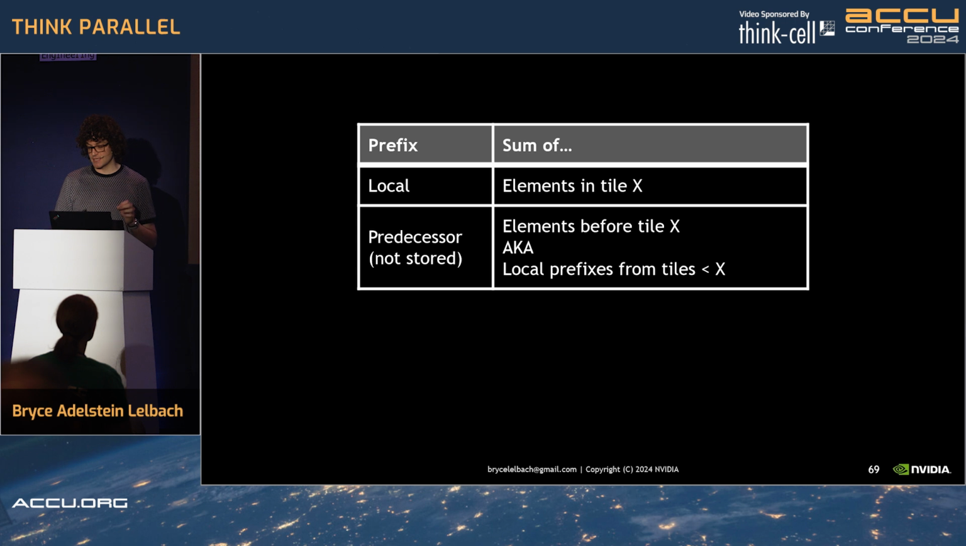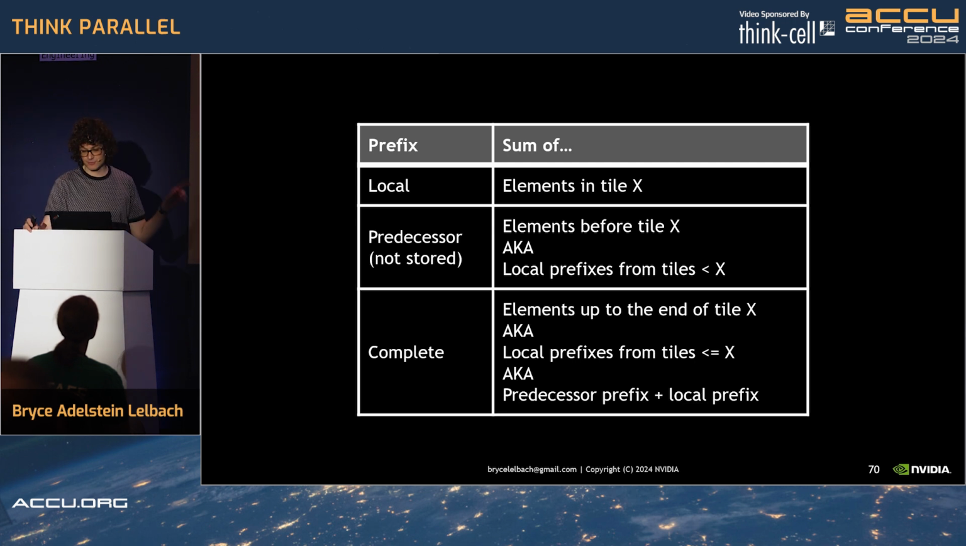Predecessor prefixes are the sum of all elements before a given tile, excluding the elements in the tile itself. So all the elements from 0 up to the start of the tile. Predecessor prefixes are returned from wait for predecessor prefix, but they're not actually stored in the descriptor. They're just constructed on the fly because there's no need for us to actually store them. Now, complete prefixes are the sum of all the elements from the beginning of the range through the end of the tile. So a complete prefix is the sum of the predecessor prefix, which is everything before the tile, and the local prefix, which is just the stuff in the tile. So there are three types of prefixes here.